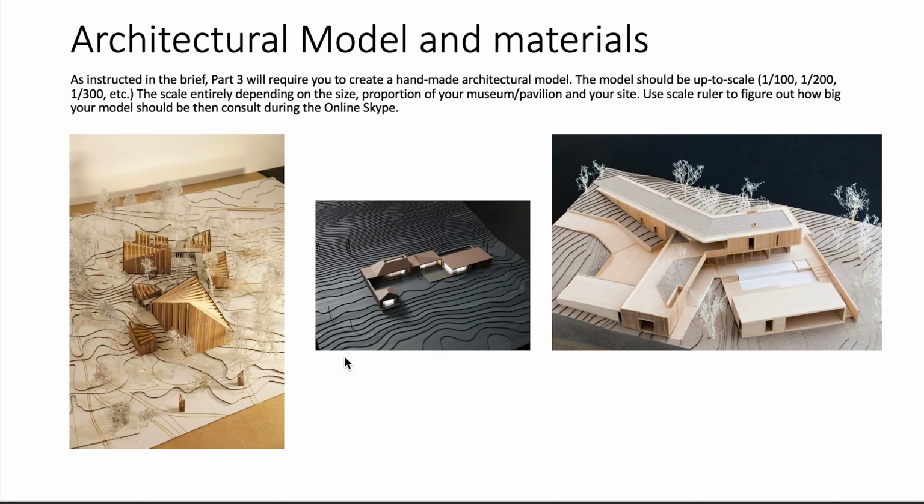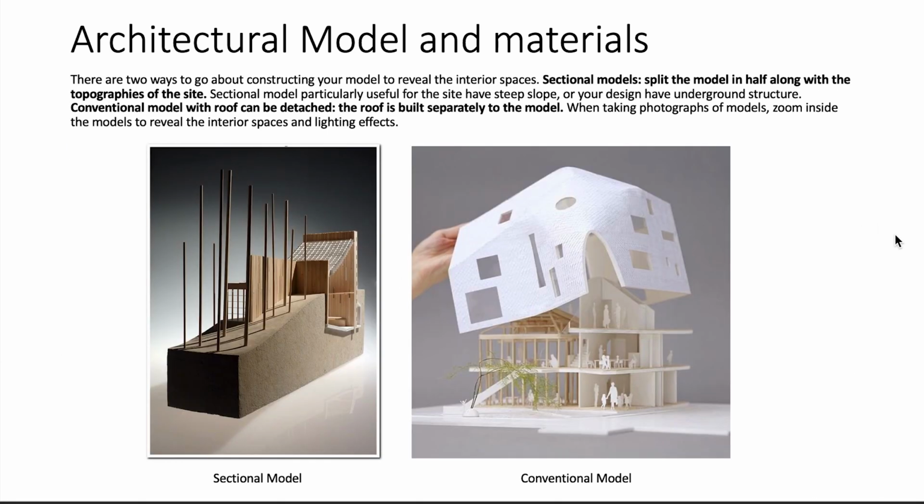And with the models, there are two ways to create your models. One is called a sectional model, because you have to review the interior space. These two methods are the best way of reviewing the interior perspective. So the first is called a sectional model. Basically you have the whole model, but then you split it in half, and the splitting will include the building and also the site.